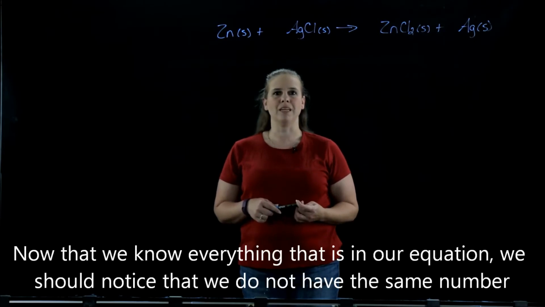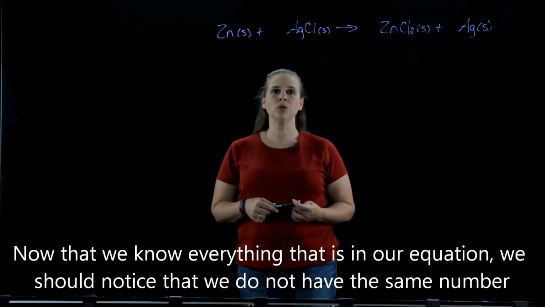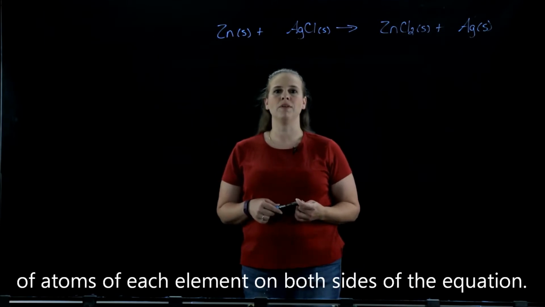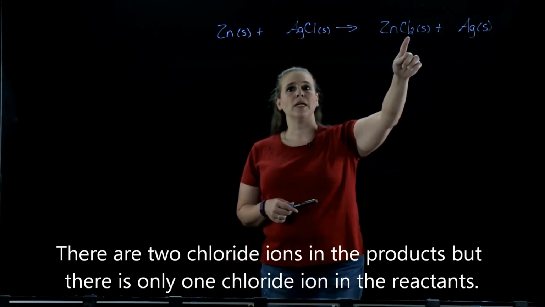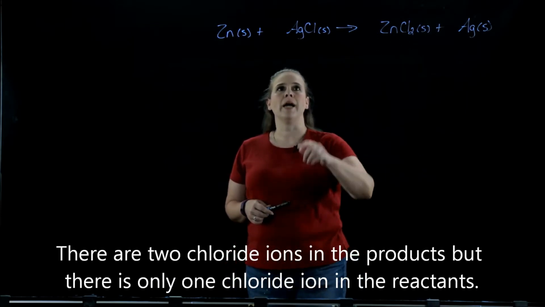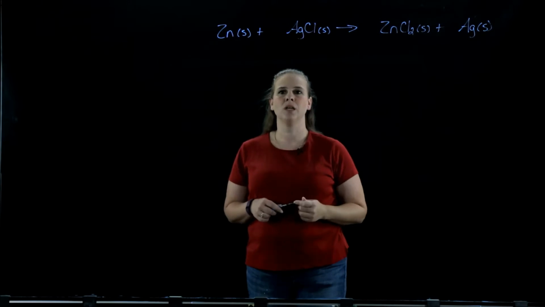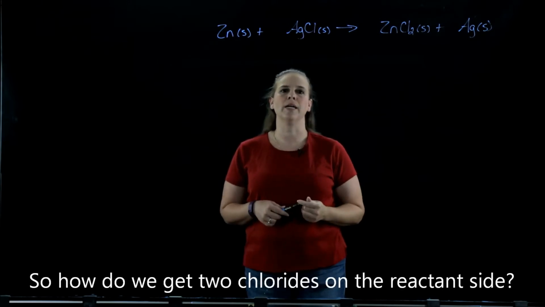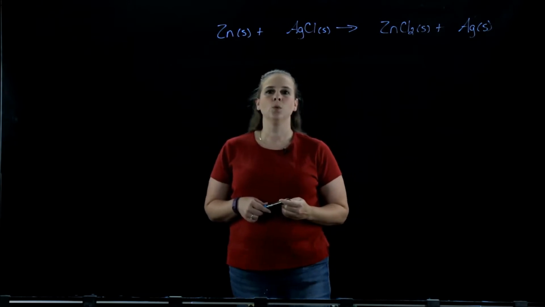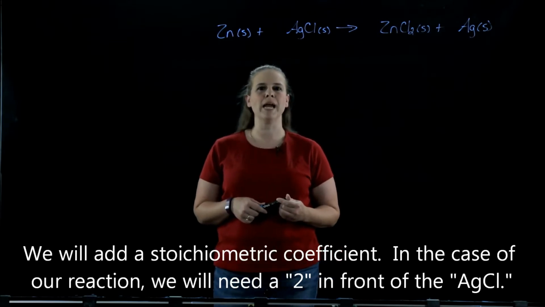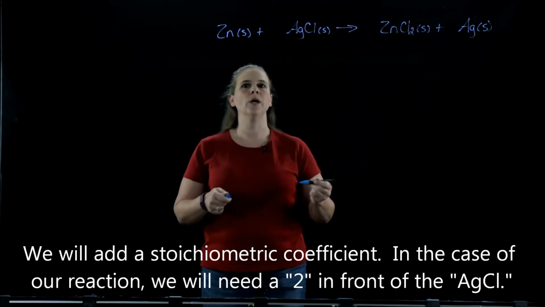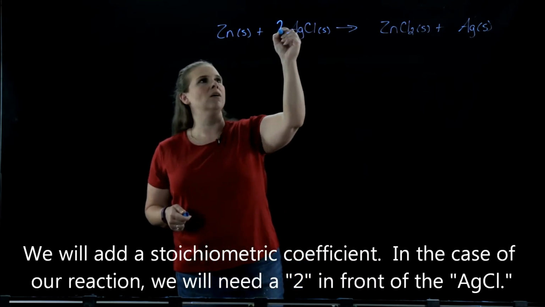Now that we know everything that is in our equation, you should notice that we do not have the same number of atoms of each element on both sides of the equation. There are 2 chloride ions in the products, but there is only 1 chloride ion in the reactants. So, how do we get 2 chlorides on the reactant side? We will add a stoichiometric coefficient. In the case of our reaction, we will need a 2 in front of the AgCl.